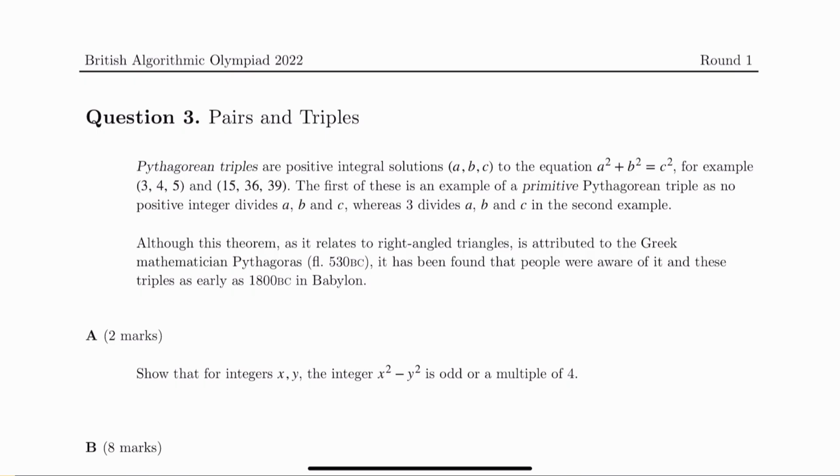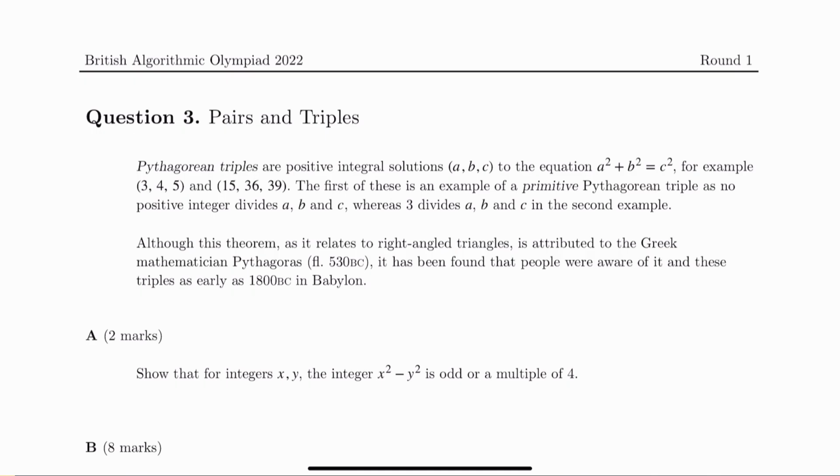The first of these is an example of a primitive Pythagorean triple, as no positive integer divides a, b, and c, whereas 3 divides a, b, and c in the second example. Okay, so we can see that 3, 4, and 5 are all co-prime, but 15 over 3 is 5, 36 over 3 is 12, and 39 over 3 is 13. So 5, 12, 13 would be an example of a primitive triple.